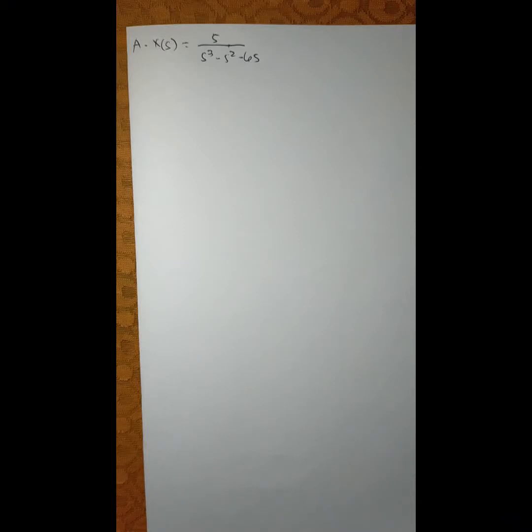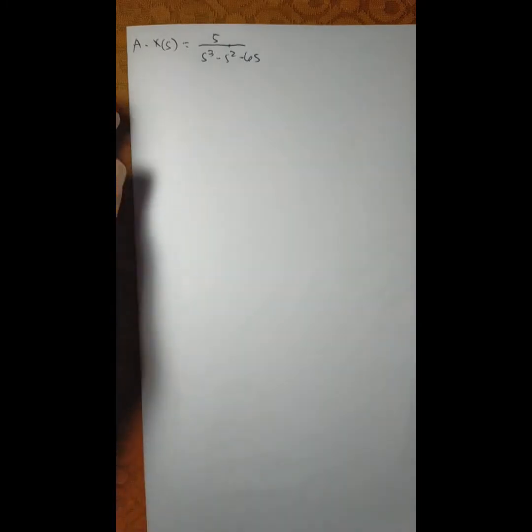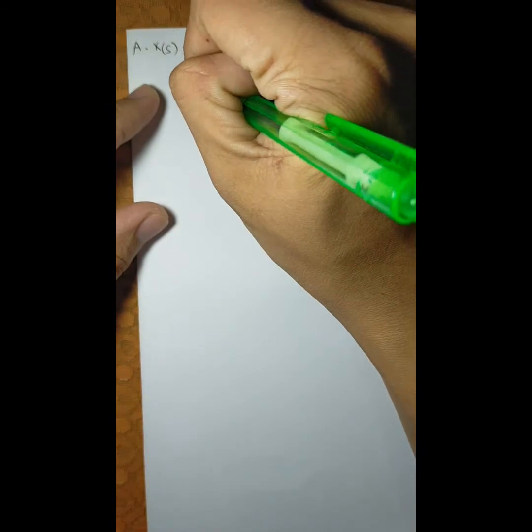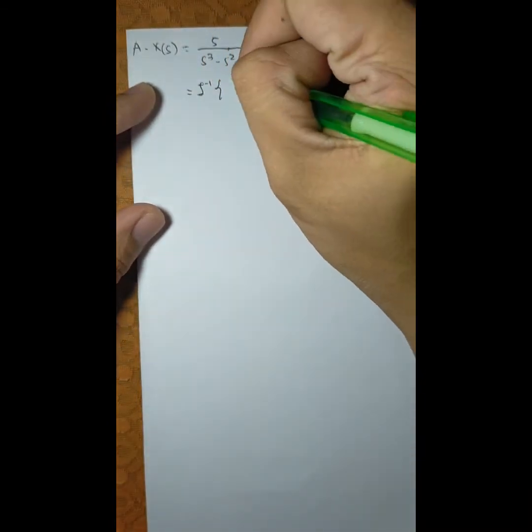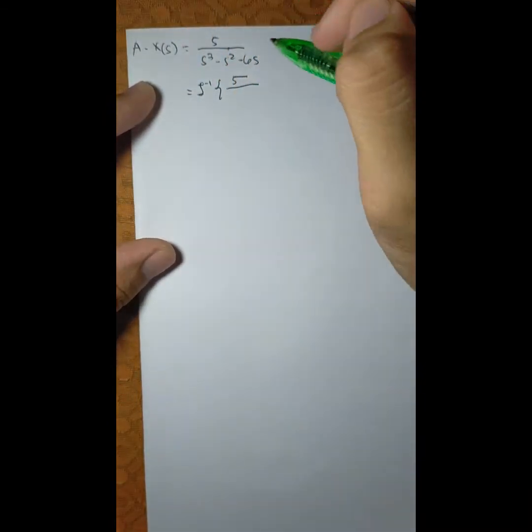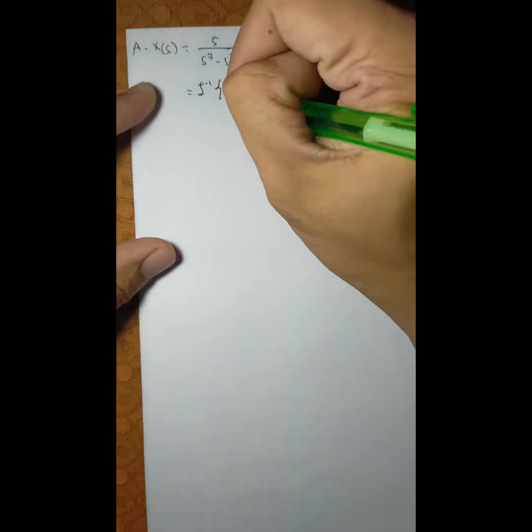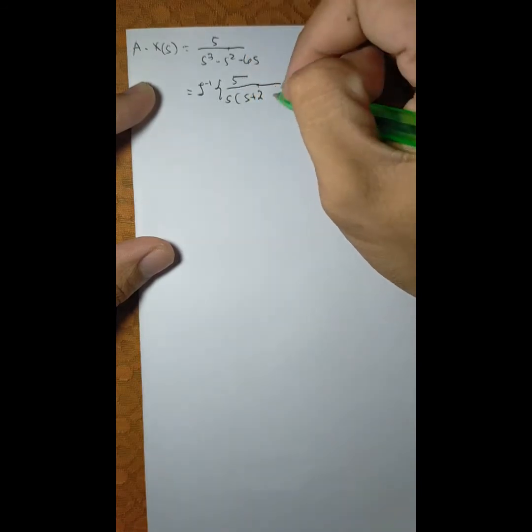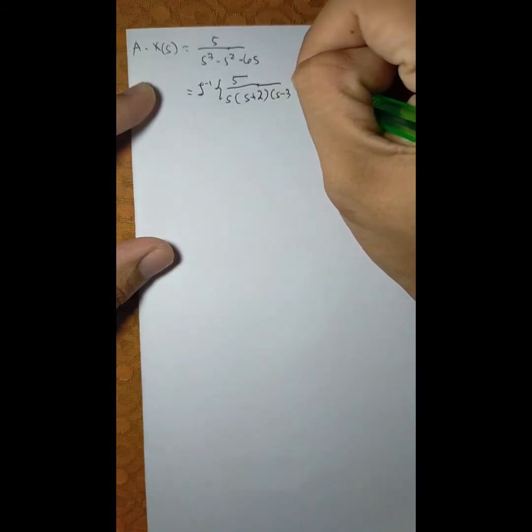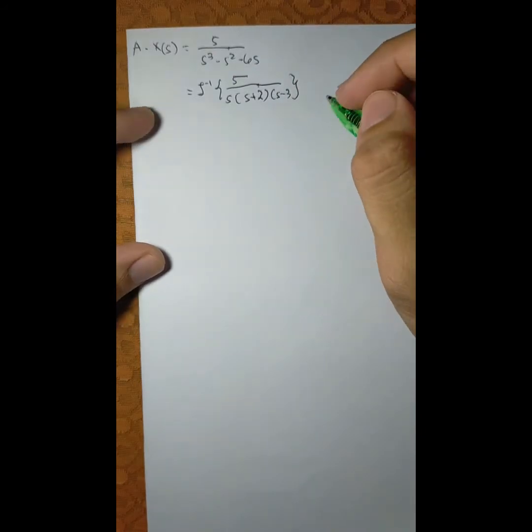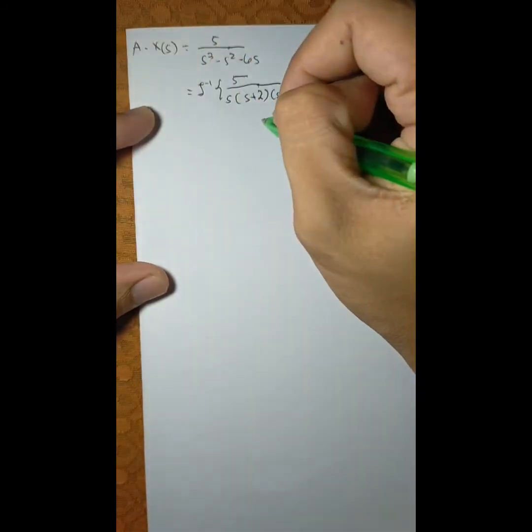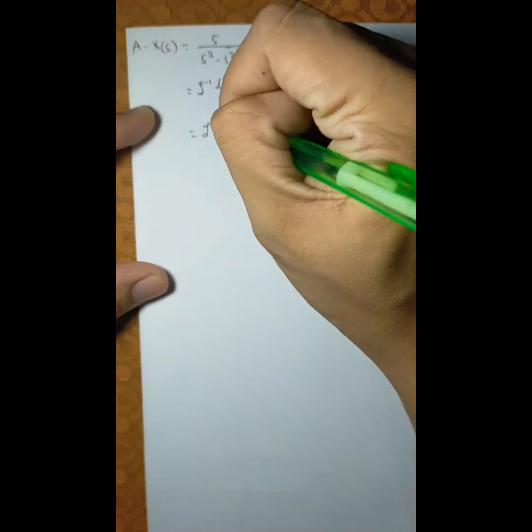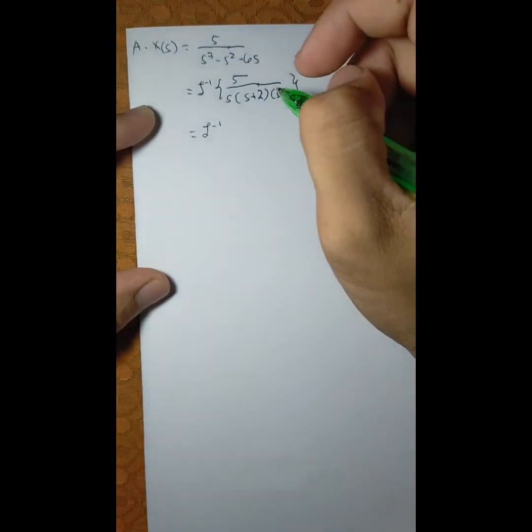Problem, letter A. We have X of s is equal to 5 over s cubed minus s squared minus 6s. So to find the inverse Laplace transformation, we will factor the denominator. So we have s times s plus 2 multiplied by s minus 3. So we will solve this in partial fractions.